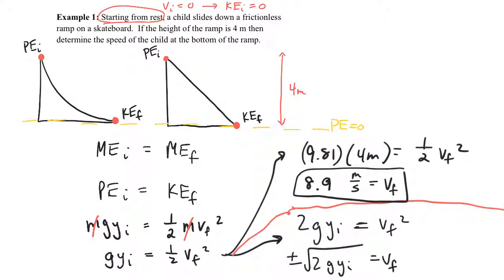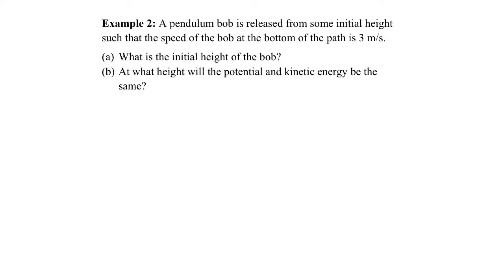Let's go to the next example here. So we're back to this concept of a pendulum bob here. And the pendulum bob, why can I not zoom in and out? This is so annoying, the settings.